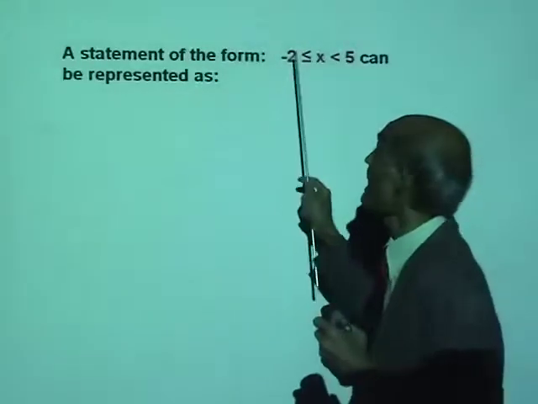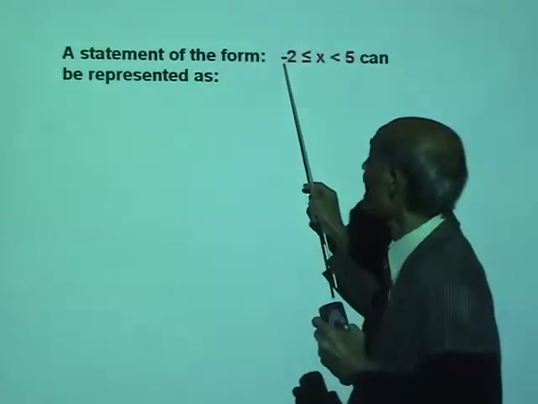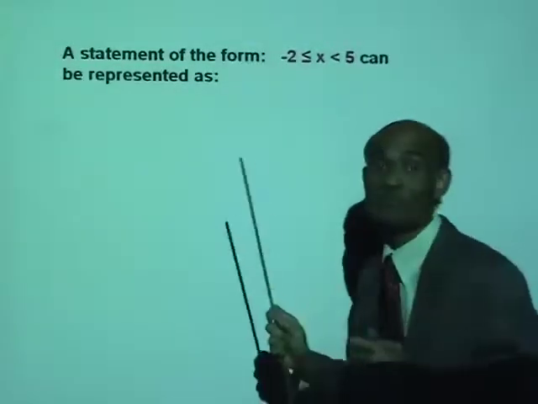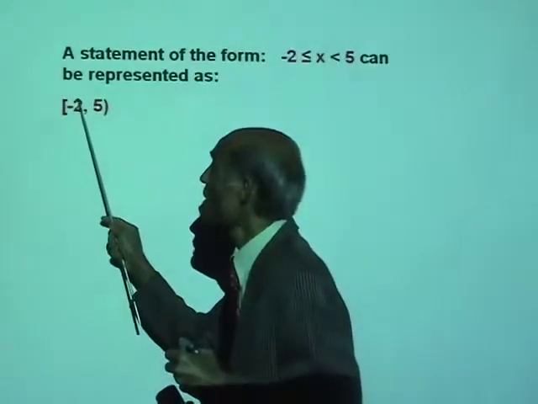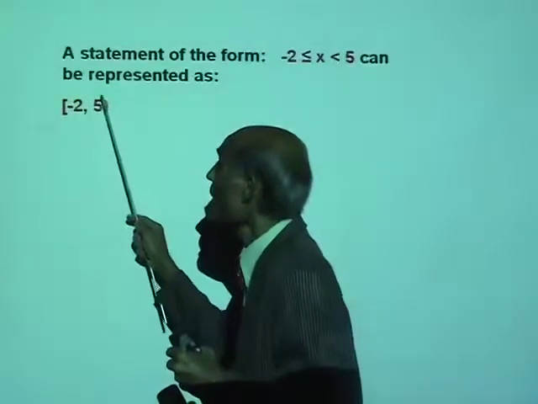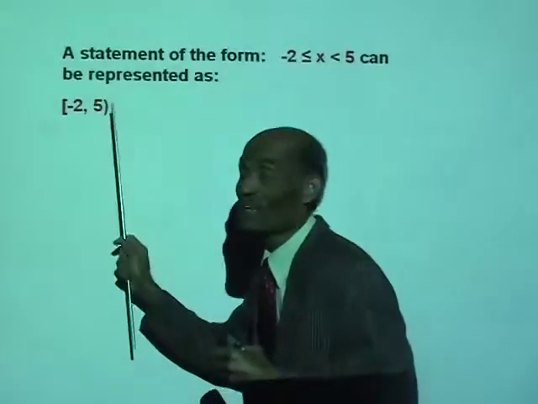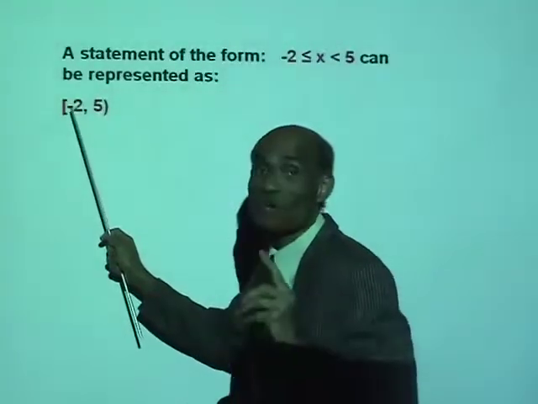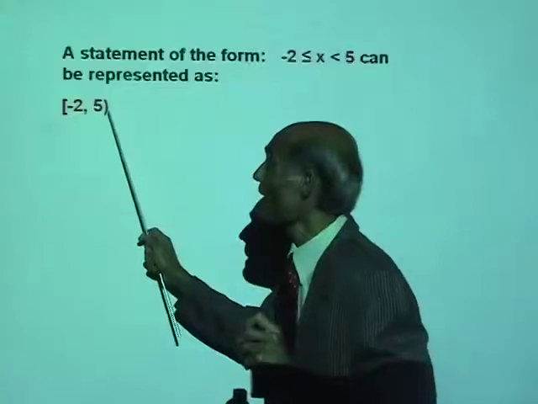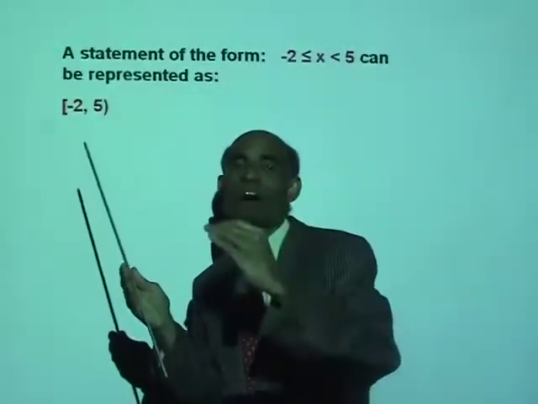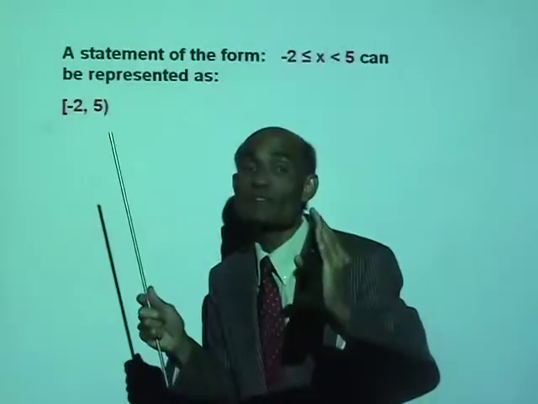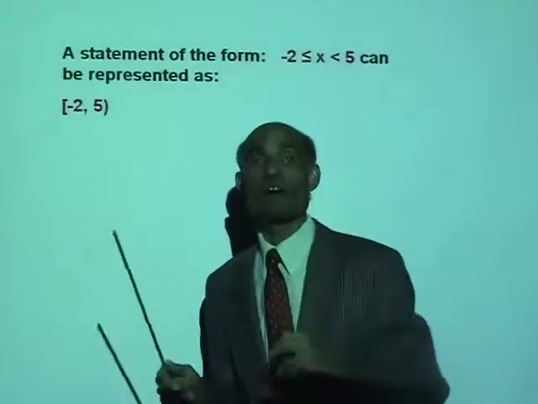So we will have a square bracket on -2 and a parenthesis on 5. Look at this: [-2, 5). It means -2 is included, 5 is excluded. Anything from -2 to 5, including -2 and excluding 5.